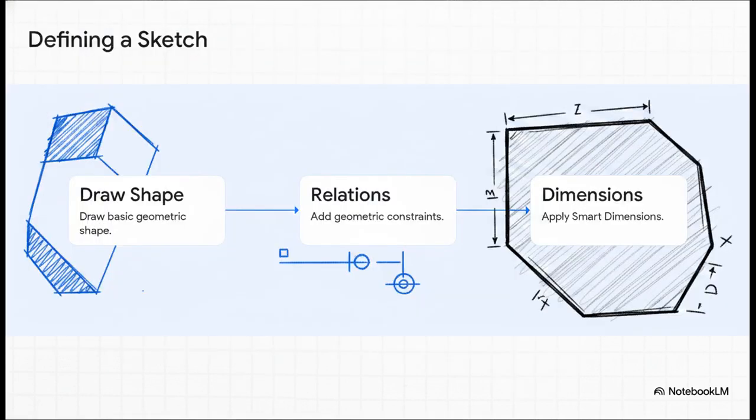So the trick here is following a very specific 3-step order of operations to really lock down that design. Step 1, draw your basic geometric shape. And hey, it doesn't even have to be perfectly sized just yet. Step 2, add those geometric relations we just talked about. And step 3, apply smart dimensions. By giving your lines exact lengths and angles, you literally transform your design from a floating, underdefined blue blueprint into a rigid, fully defined black foundation. When those lines turn black, you know you're ready for the next step.